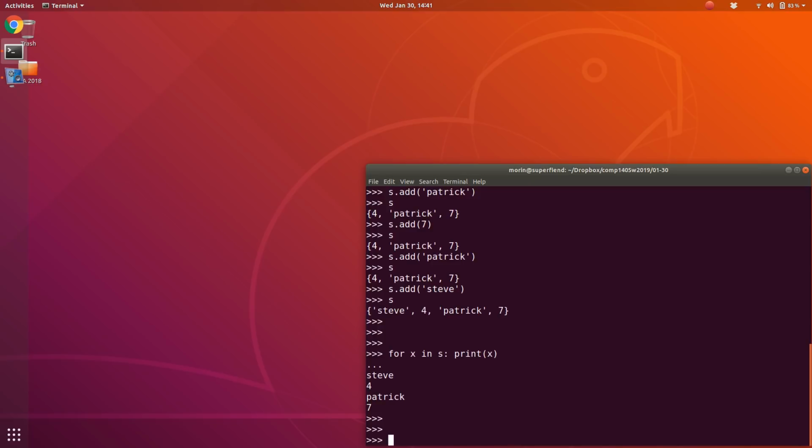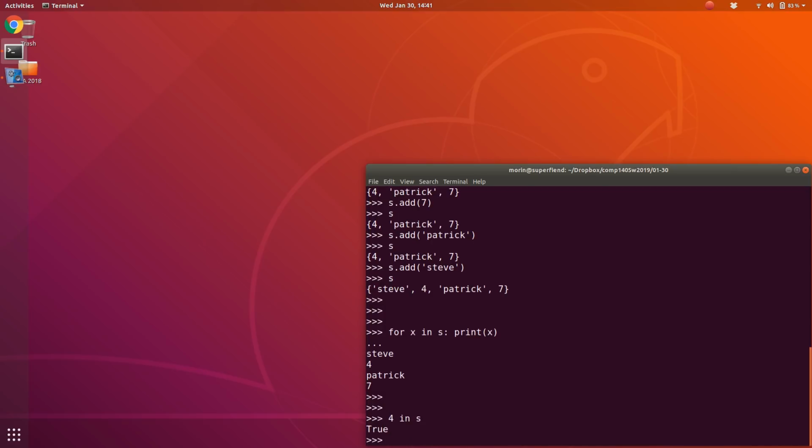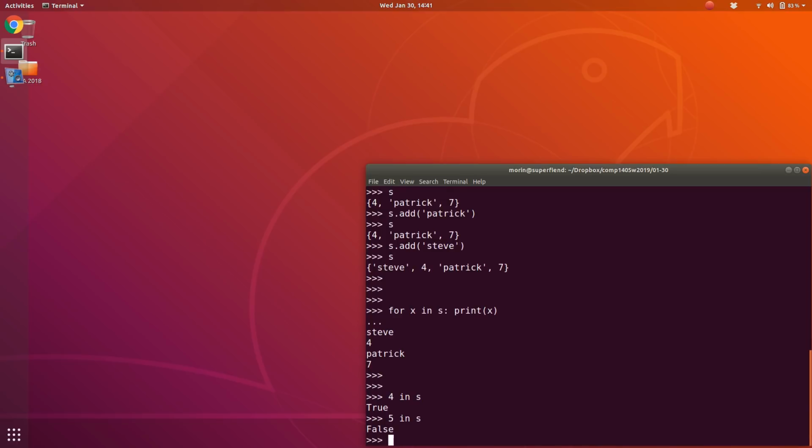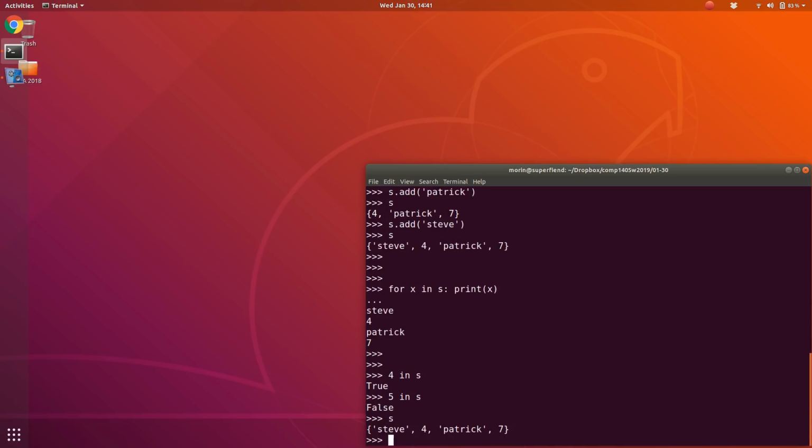Okay. So you won't see it here in a set of size 4. You can't really see it. But for example, I can say, is 4 in S? That's true. Is 5 in S? That's false, right? Because S contains Steve, 4, Patrick, and 7.